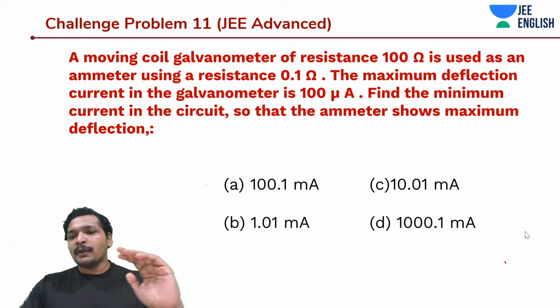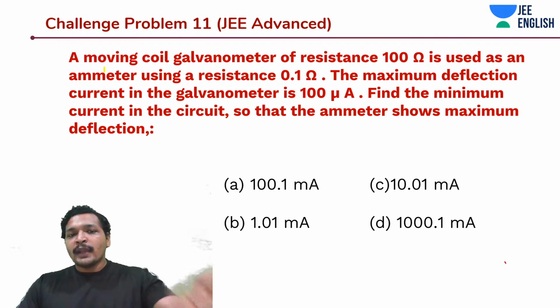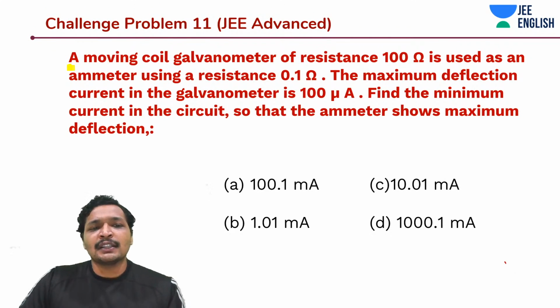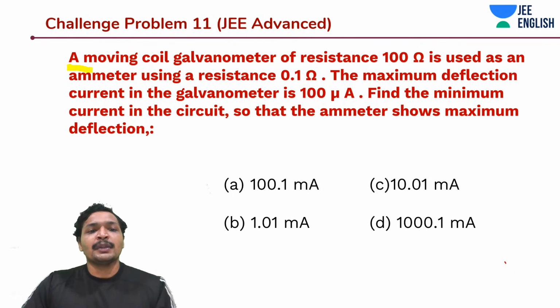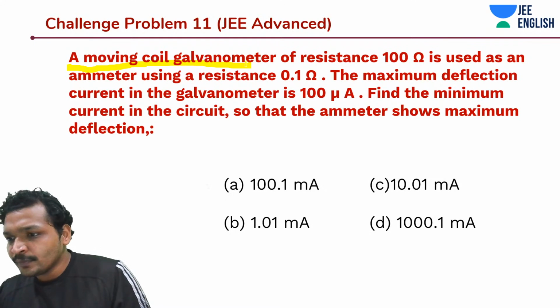Start answering it, students. It's an easy problem. Think about the simple ways we have solved problems until now. You'll be able to do this JEE Advanced problem within a few minutes, maybe even a few seconds. A moving coil galvanometer of resistance 100 ohm.